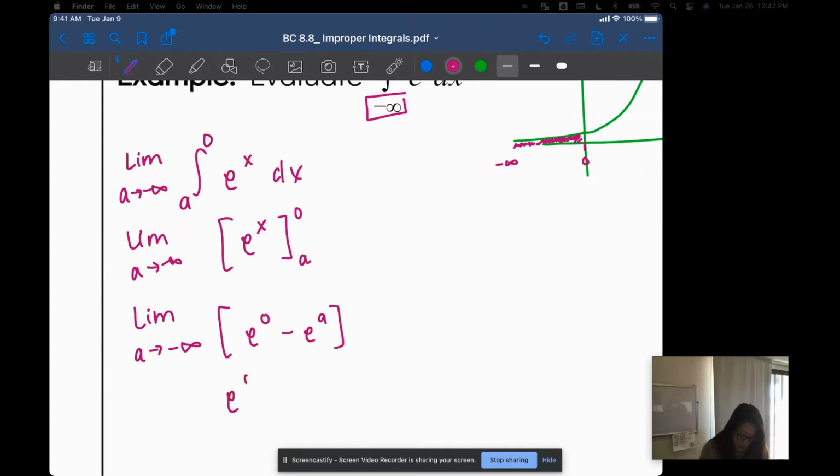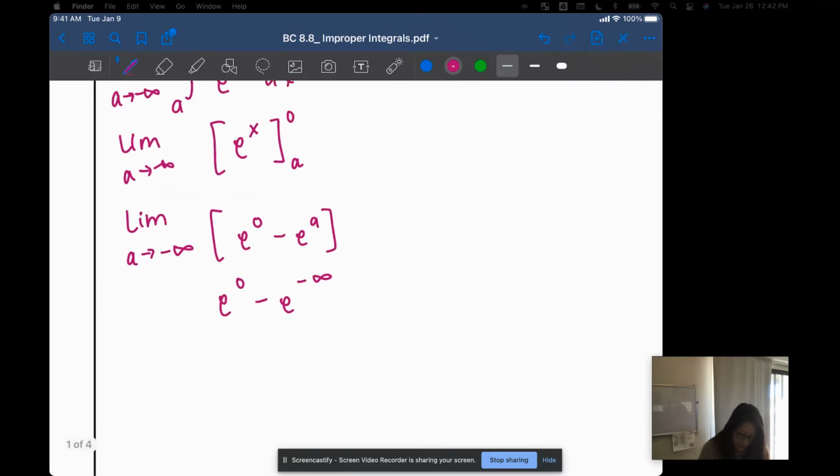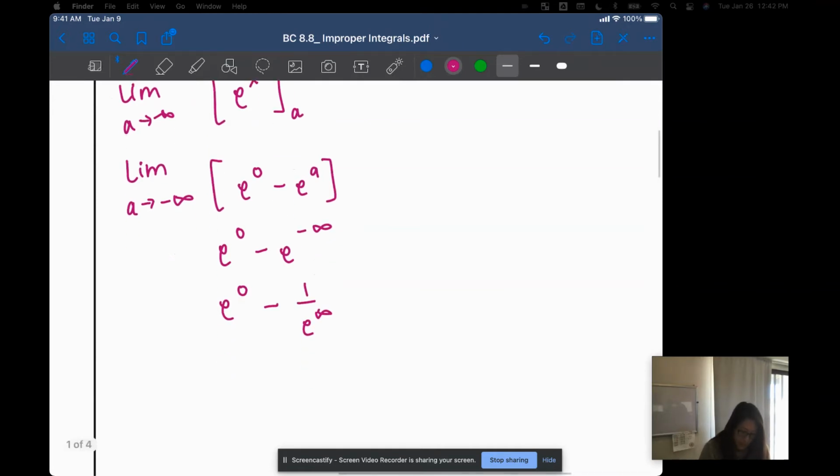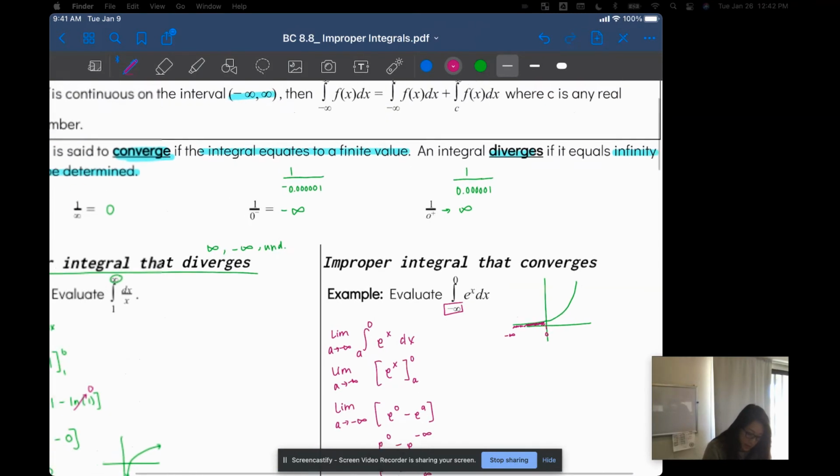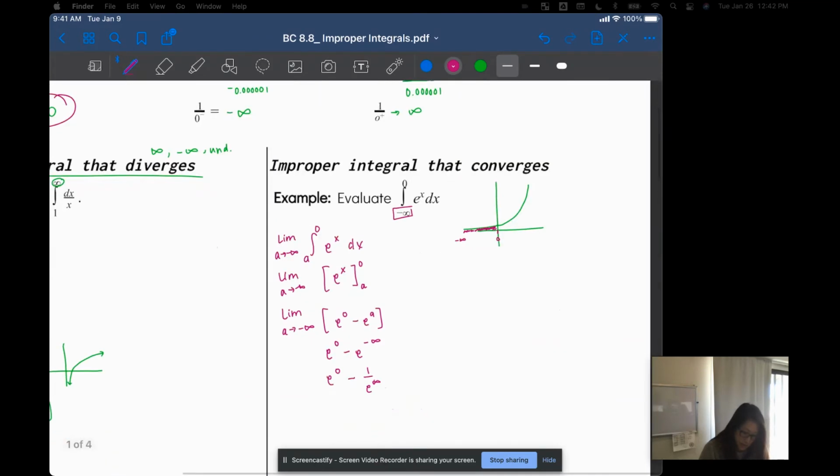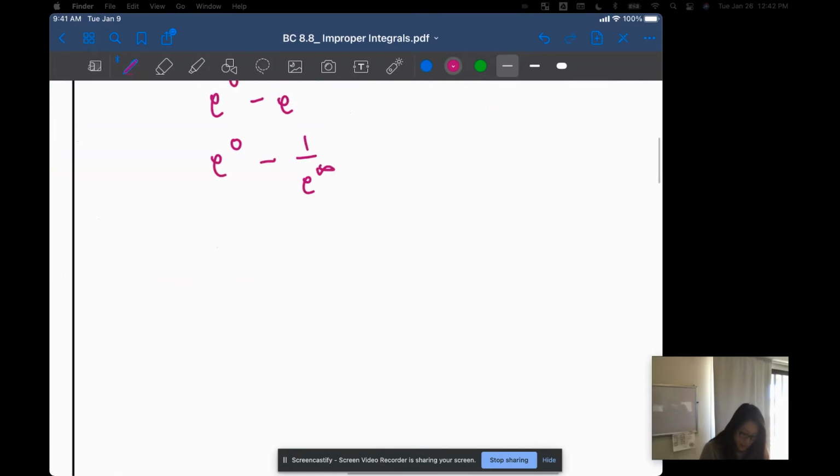So e to the 0 minus e to the negative infinity is e to the 0 minus 1 over e to the positive infinity. And e to the positive infinity is very large, so that is basically 1 over infinity. 1 over infinity is 0. So I have e to the 0, which is 1, minus 0.